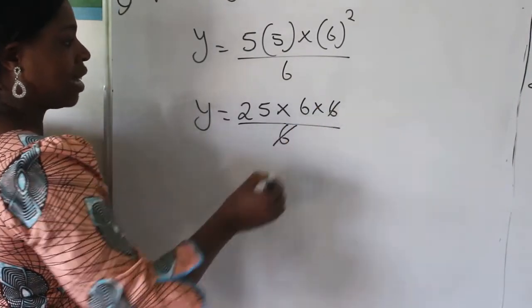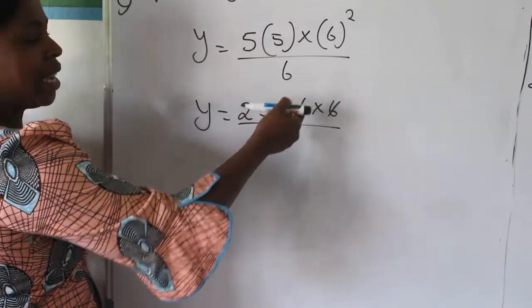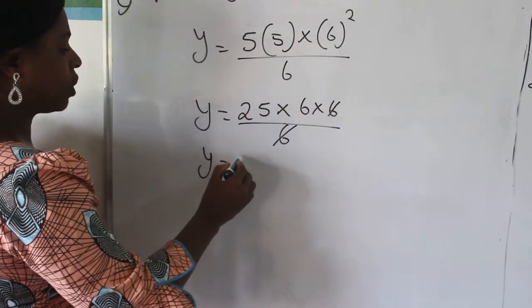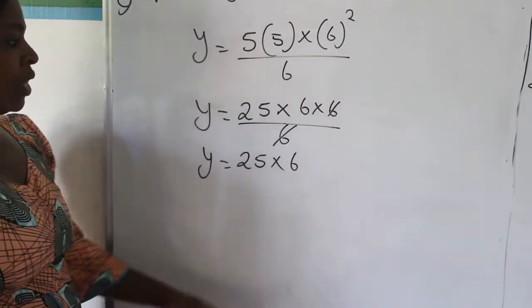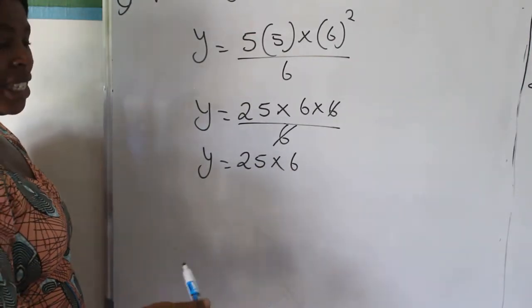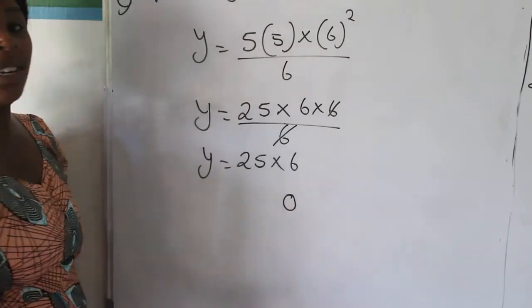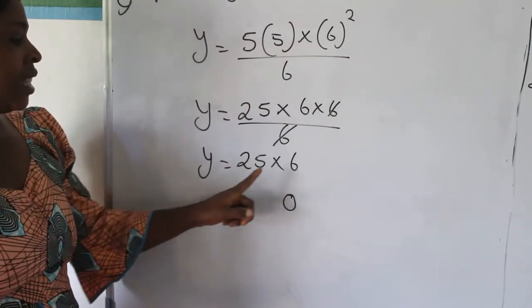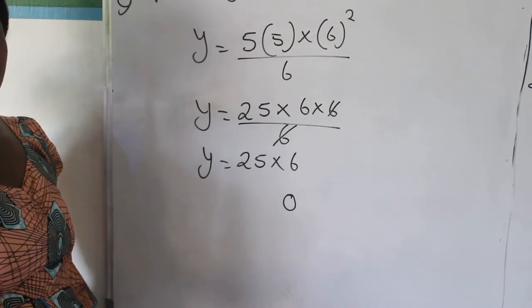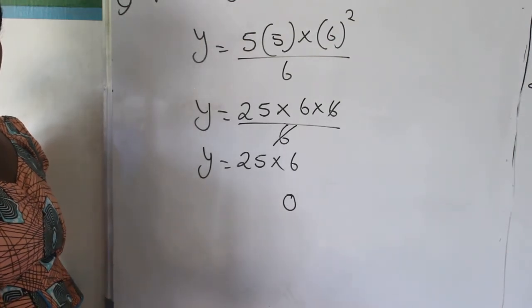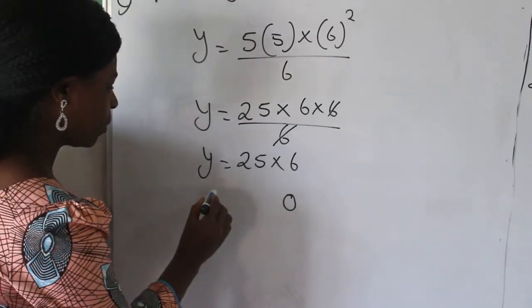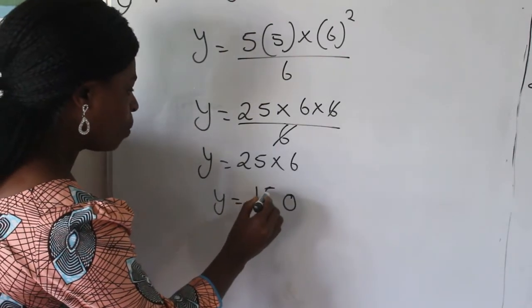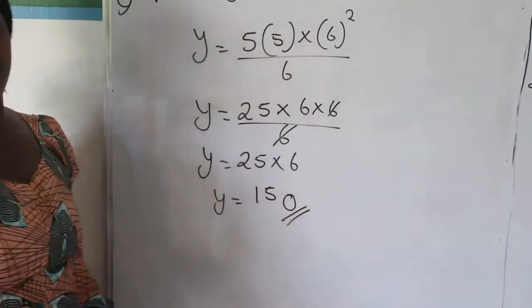So this 6 can cancel. Now we are just left with 25 times 6. So y is equal to 25 times 6. So let's multiply it together. 6 times 5 is 30. So we write 0, carry 3. 6 times 2 is 12. 12 plus 3 is, of course, what? 15. So our y is equal to 150.